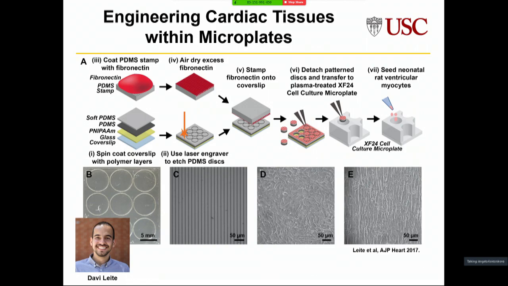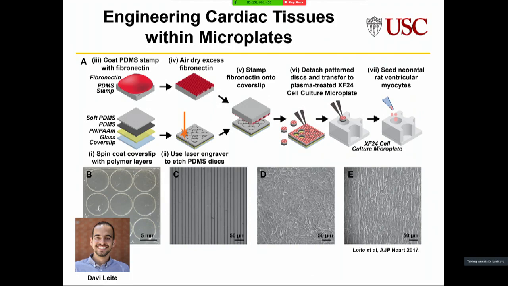We then use the same laser engraver now to cut individual circles that are the same size as the bottom of the well plate. We do the same microcontact printing I showed you before, and now we can peel up these discs, place them into the bottom of the well plate, seed our cells, and be able to now control tissue architecture and matrix stiffness within these well plates.